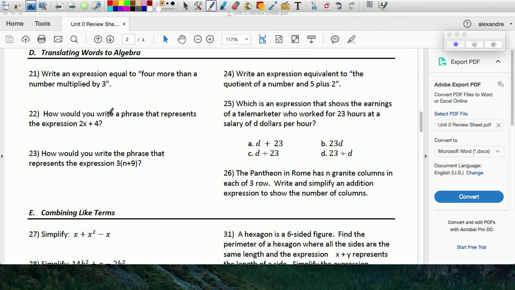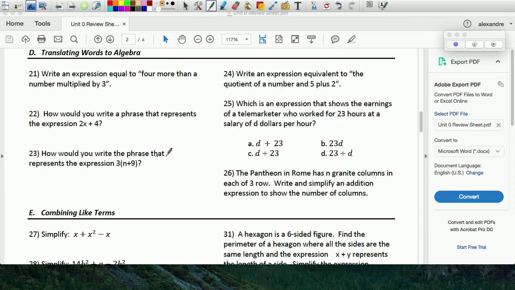22, how would you write a phrase that represents the expression 2x plus 4? So it'd be 2 times a number. Let's keep that very simple. 2 times a number plus 4. Ta-da!